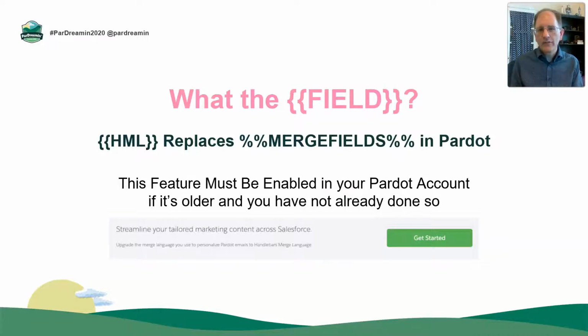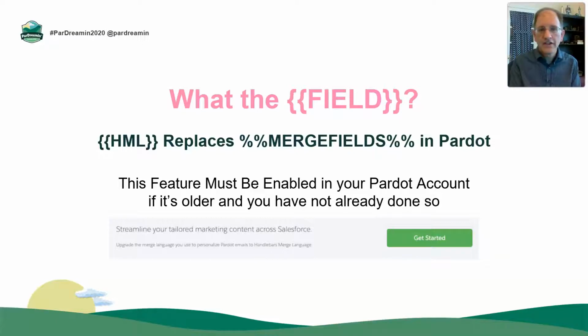Well, first of all, it replaces the % merge field nomenclature in Pardot with the curly brackets. So you're replacing all of those symbols with the curly bracket symbols. Now, Pardot has a very nice feature in this, in that when you update to Handlebar Merge Language, it actually will update your email templates when you are editing them. And it also is nice that the old merge language will continue to work after you've upgraded. So there's really not much downside in order to upgrade.